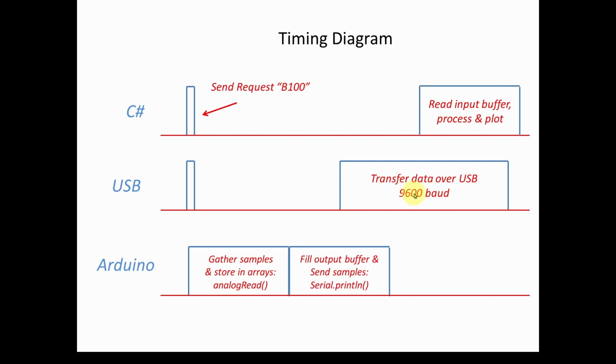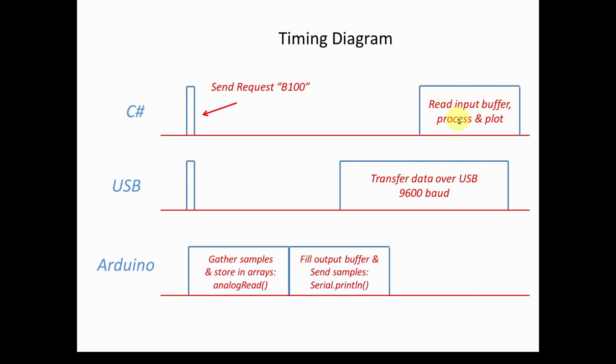And of course, 9600 baud means 9600 bits will be sent every second, all right? So keep that in mind. We're going to use this sample rate to send over the USB to the computer. Now we're not done. Once it gets to the computer, it has to read the input buffer.